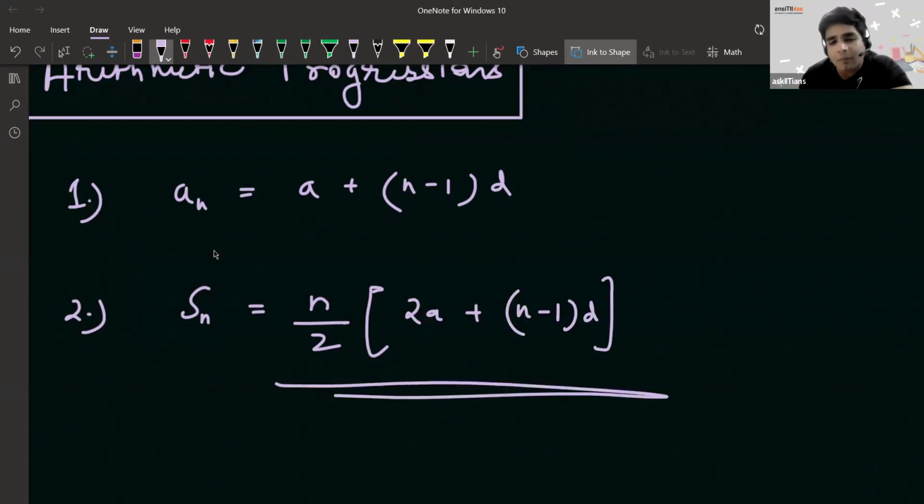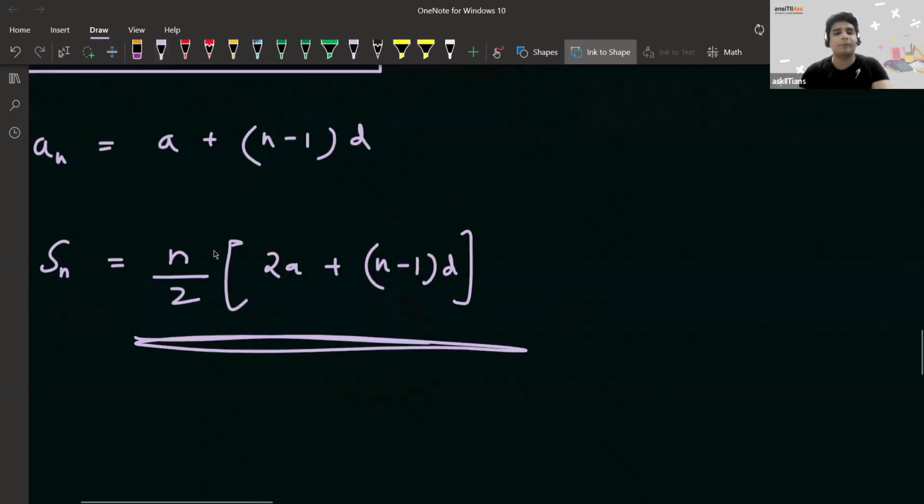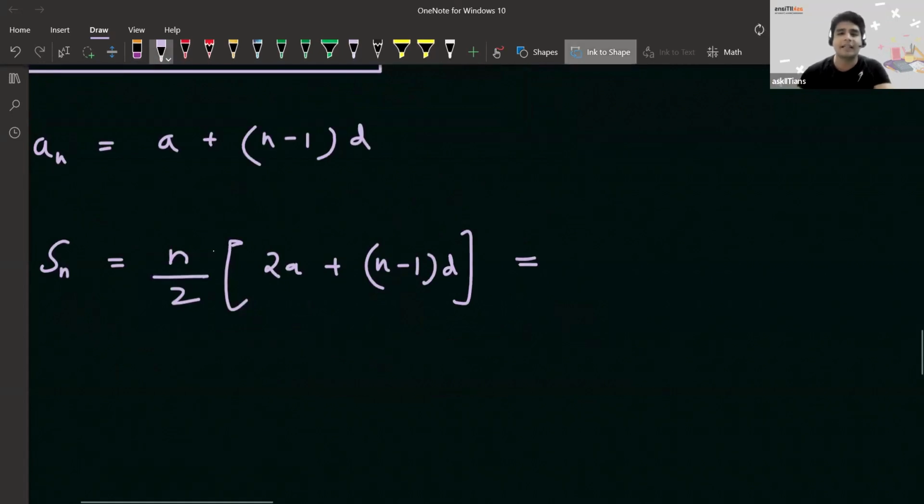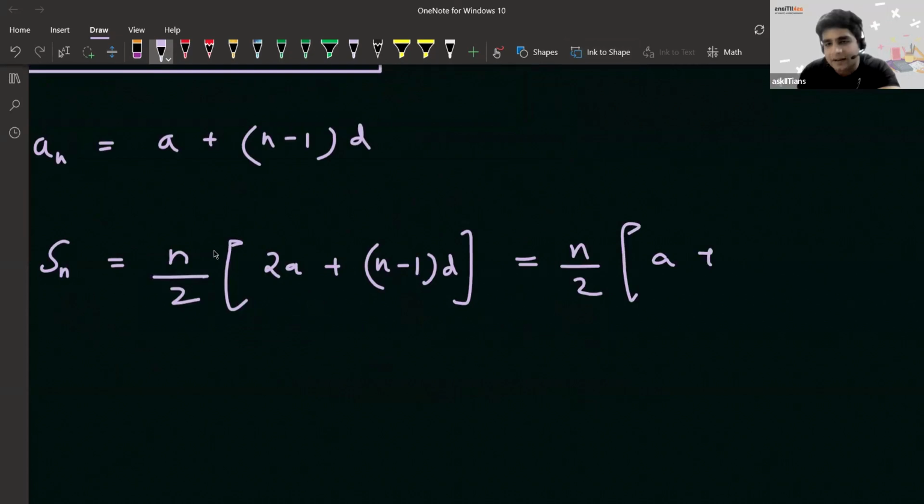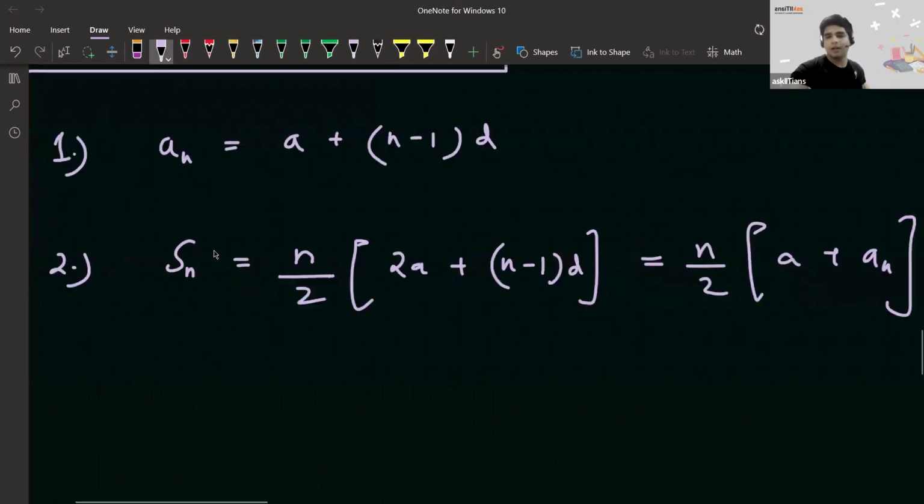Now, there is another form of this formula, everyone. What was that form? The other form of this formula is n by 2 times a plus the last term. Using l, you can denote it, or the nth term, that is also used to denote the last term, whichever you prefer. It's totally up to you.